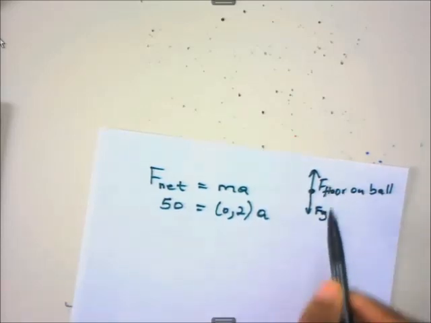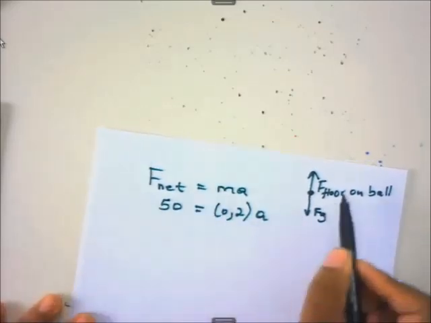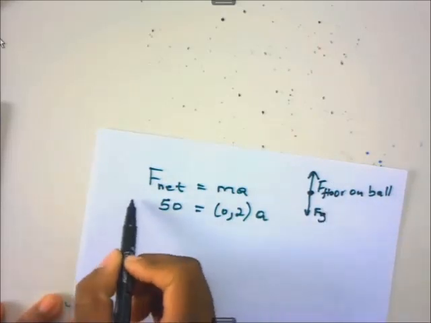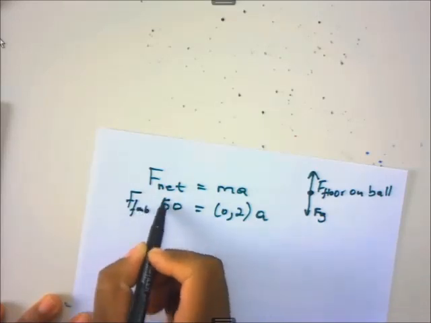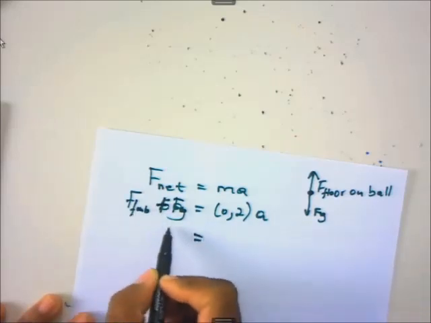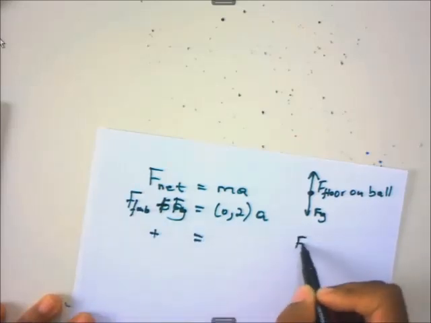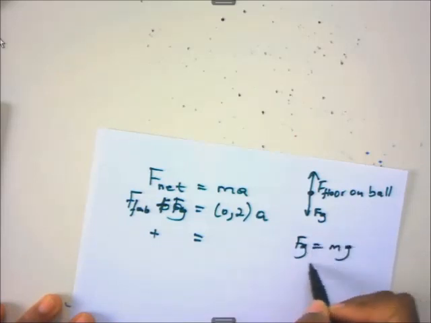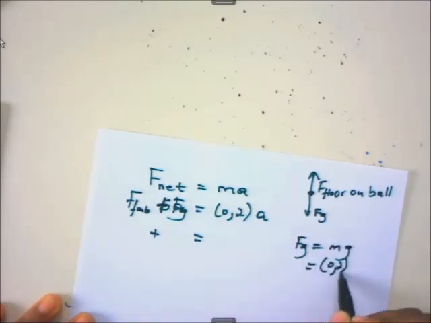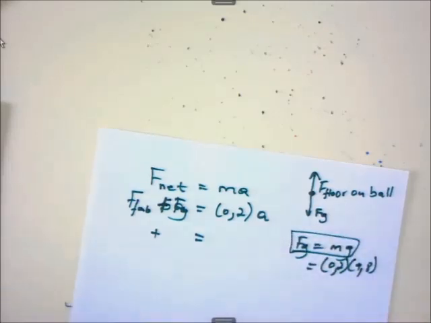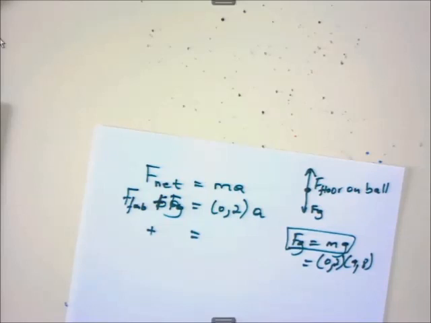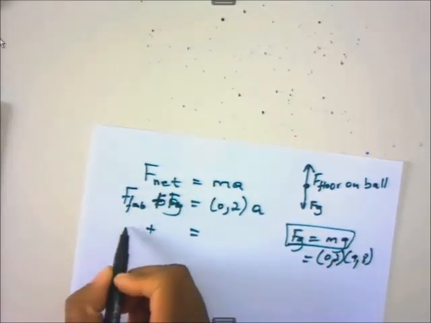So the net force, our net force, is the sum of these two forces, which is the force exerted by the floor on the ball, plus Fg. Now, our Fg will be Fg equals mg, whereby mass is 0,2 times 9.8. This equation is also given on the table of formulae. Now, you will do your mathematics.